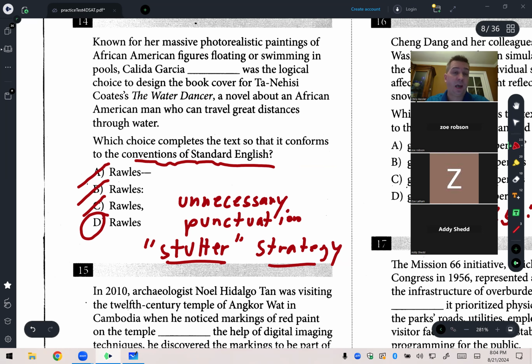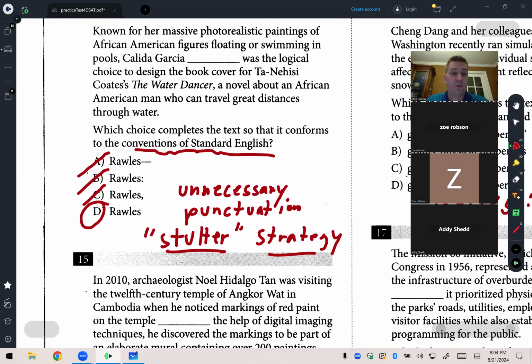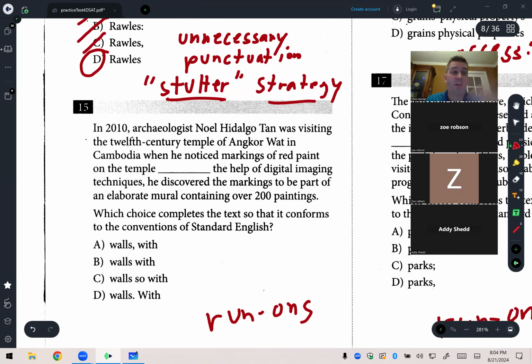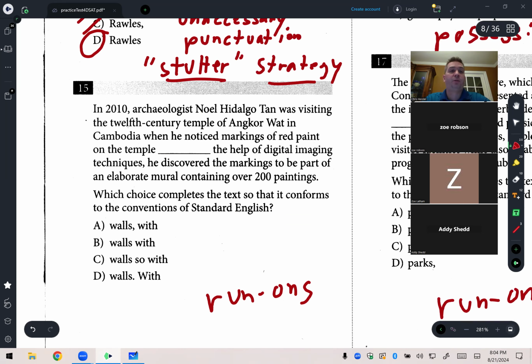So that's just something I came up with. I've just been calling it the stutter strategy. I think there will be some other questions in this section where we're going to use this strategy. So just try it. I think it's the best way I've come up with to determine whether or not punctuation belongs somewhere. Just see if a native speaker would pause there or not. You'll instantly know if there is punctuation or not.